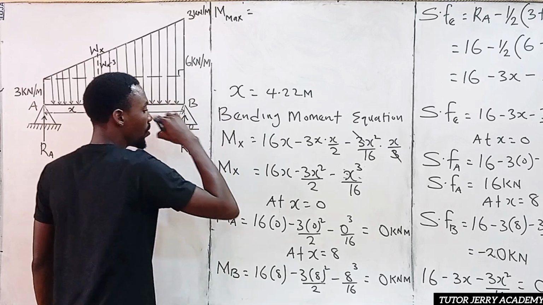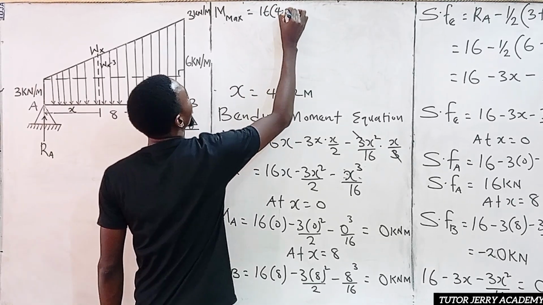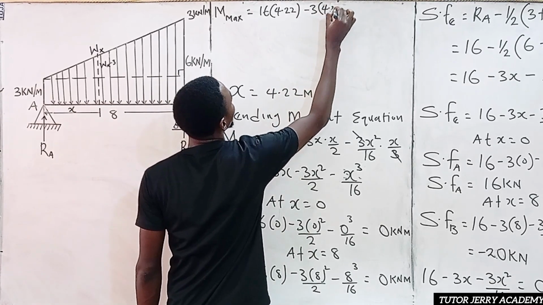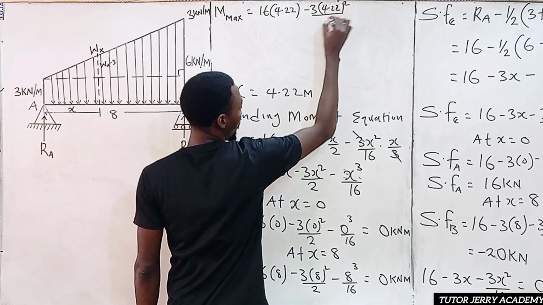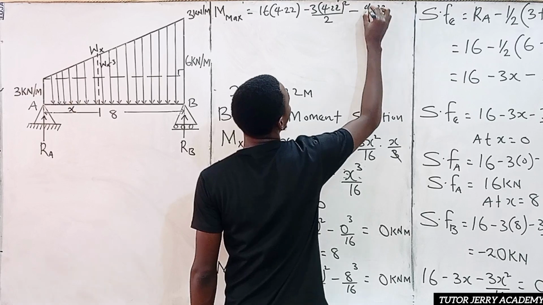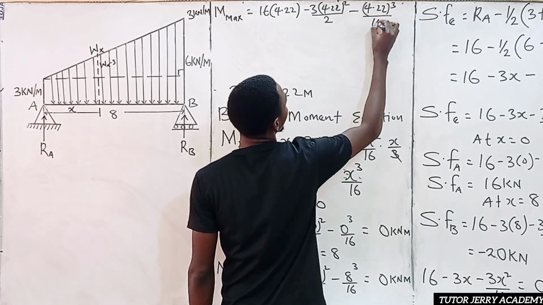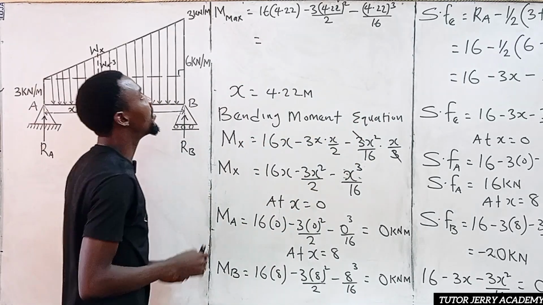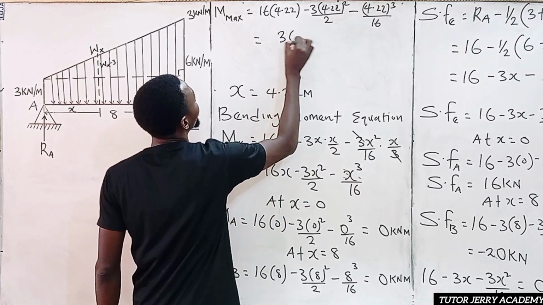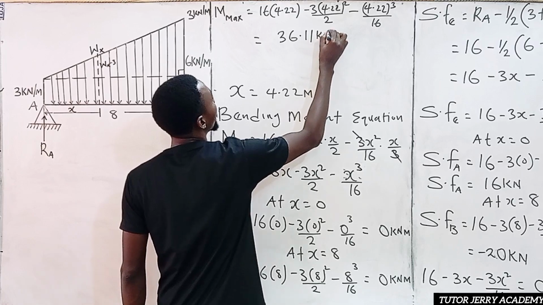All right, so this will be equal to 16 into 4.22, then minus 3 into 4.22 all over 2, minus 4.22 all cubed, all over 16. All right. So by the time you press this, you are going to have 36.11. So 36.11 is our maximum bending moment. So this is going to be kilonewton meter.